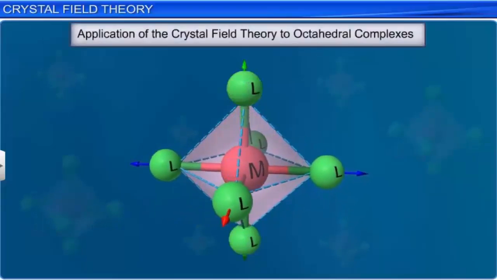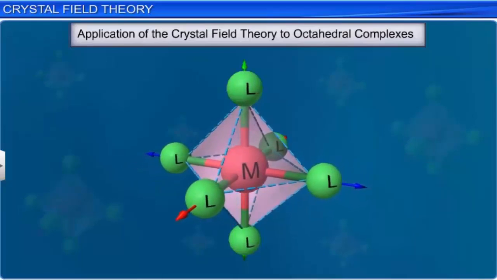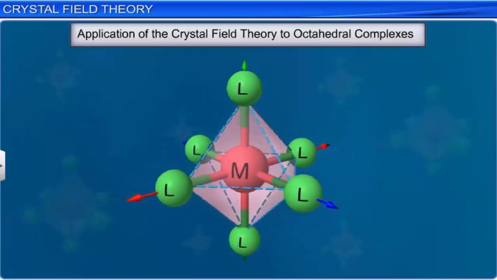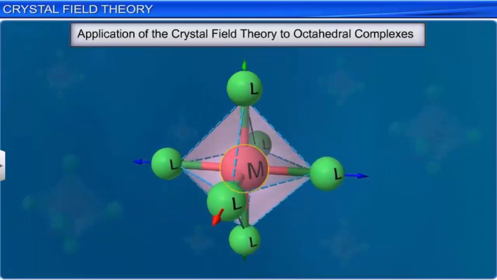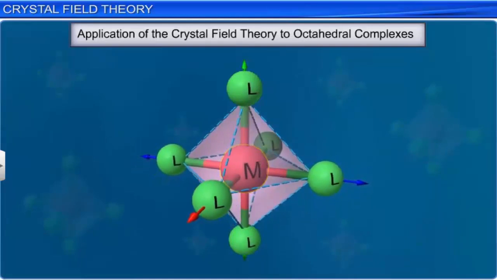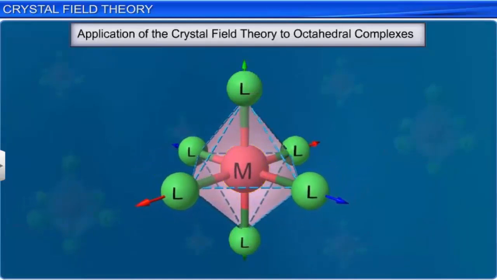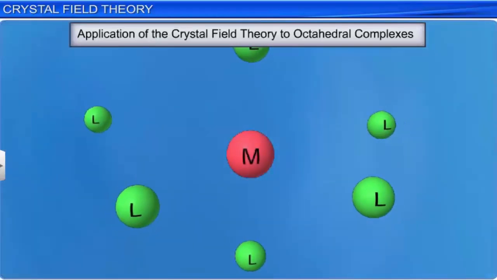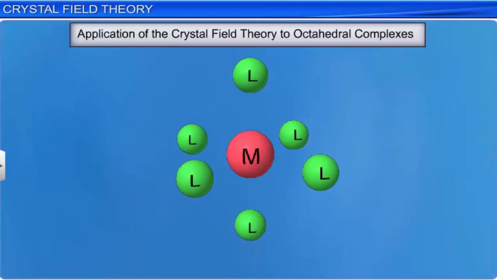Let's look at the application of the crystal field theory to octahedral complexes. In octahedral complexes, the metal ion is at the center of the octahedron, and the 6 ligands lie at the 6 corners of the octahedron along the 3 axes X, Y, and Z as shown here. The approach of the ligands towards the central metal ion is considered a 2-step process.